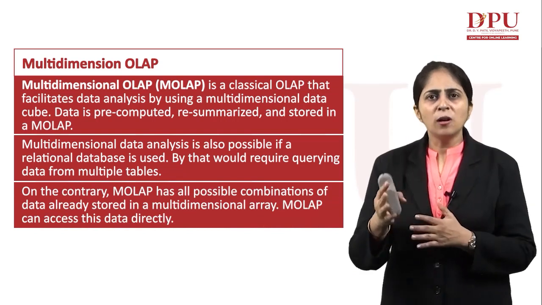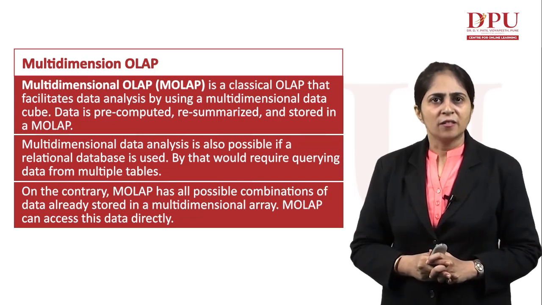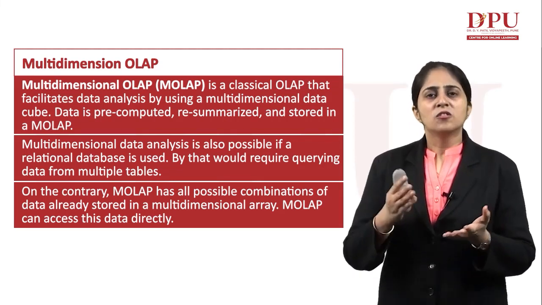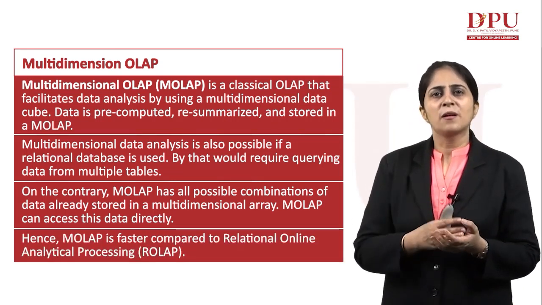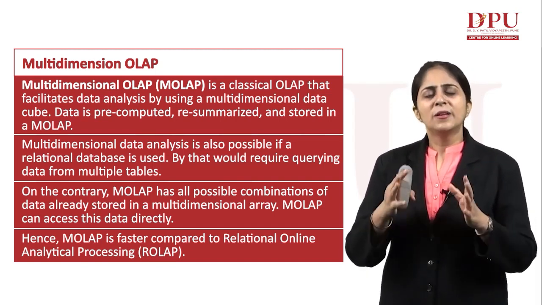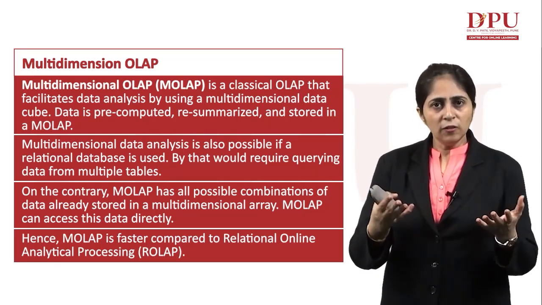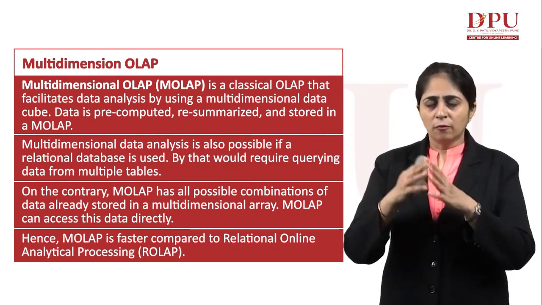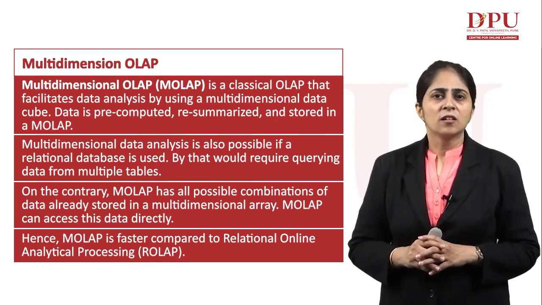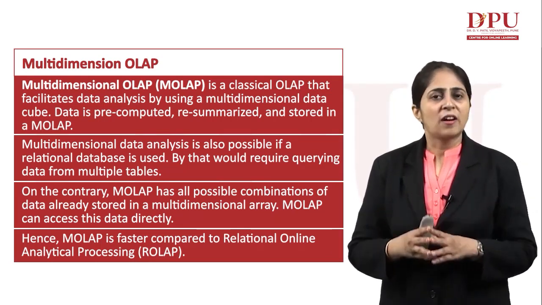MOLAP has all possible combinations of data already stored in the multidimensional array. So, MOLAP can access this data directly. We can say it is faster as compared to ROLAP. Why is MOLAP faster? Because the computations are already done and stored in the cube. Whenever any calculation is required, while preparing the data in the multidimensional array, that calculation is already done. So, we can very easily retrieve that data. That makes MOLAP faster.